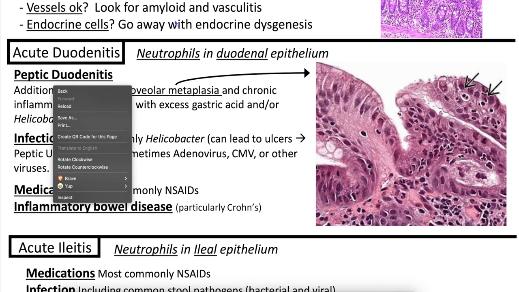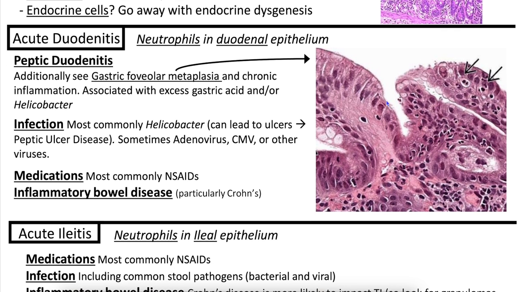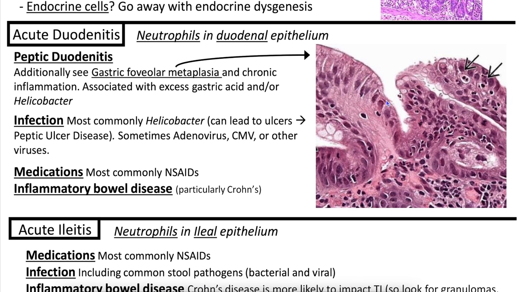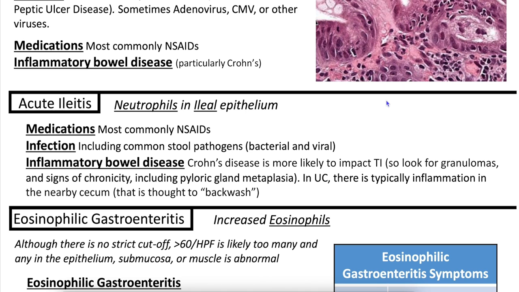Acute duodenitis, neutrophils in the duodenal epithelium, peptic duodenitis. You can see gastric foveolar metaplasia. Infection like Helicobacter, adenovirus, CMV, medications, NSAIDs, IBD, particularly Crohn's. Acute ileitis, neutrophils in the ileum, medications, infection, IBD.